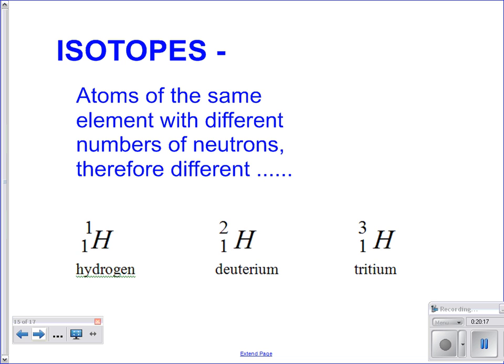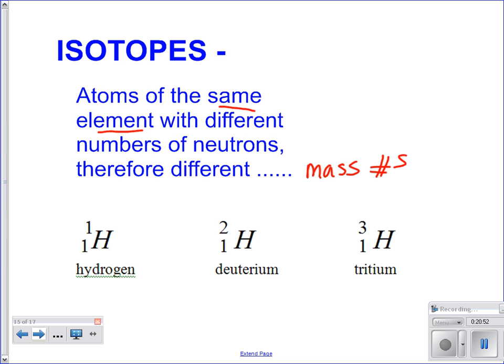Atoms of the same element with different numbers of neutrons. If they have different numbers of neutrons, what else is different? Their masses, yes. So, therefore, different mass numbers. But notice it does say that they are atoms of the same element. So what subatomic particle has to be the same? Protons. Okay, so those are what isotopes are.